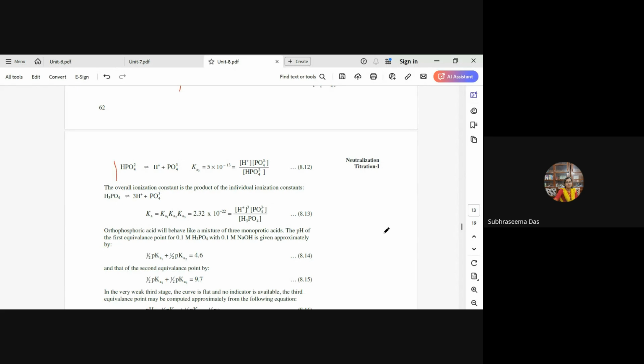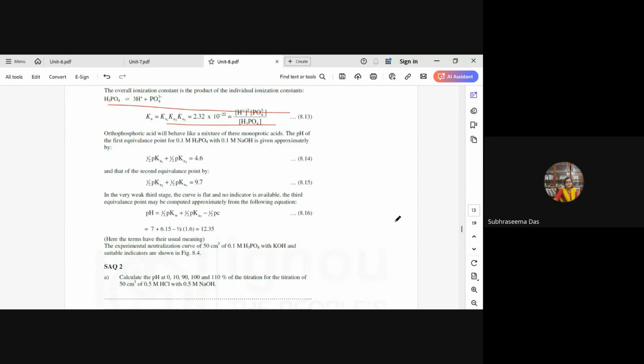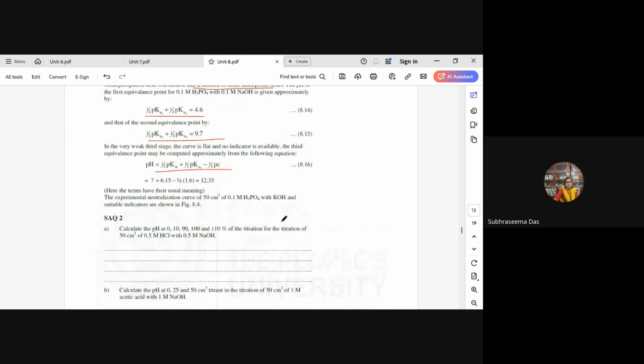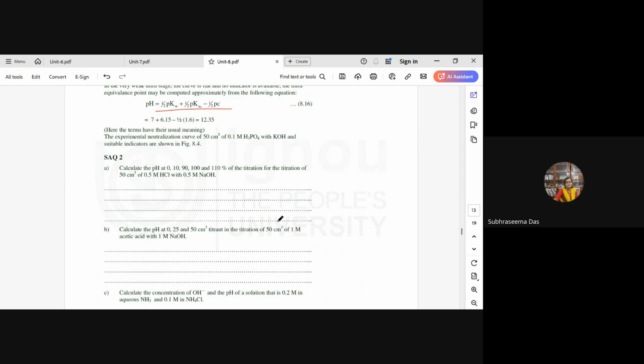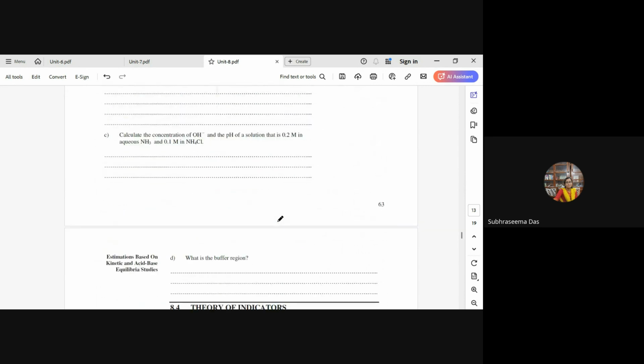So the overall ionization constant is the product of the individual ionization constants in this case, and it is represented in equation 8.13. Now orthophosphoric acid behaves as a mixture of three monoprotic acids. So the pH for the first equivalence point will be given like this, the second equivalence point is this, and the third equivalence point is this. Then finally the experimental value is calculated to be this. So this is how we calculate the pH from different titration curves.